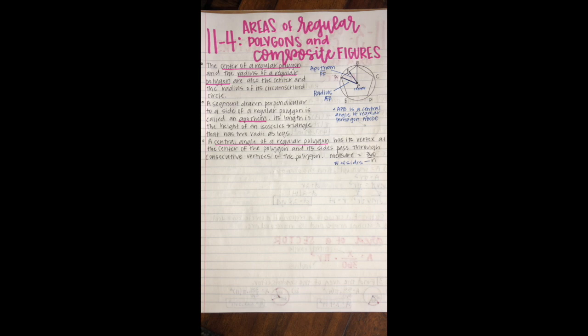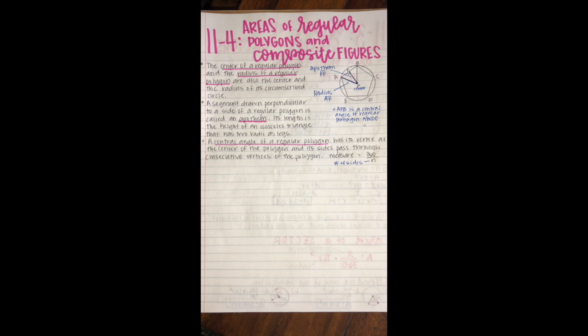So today we're going to be talking about areas of regular polygons and composite figures. We're going to start with regular polygons. There's a pentagon right here inside of that circle, and you would say that it has some similar parts of the circle. So they both have a center, they both have a radius. And so those are the same for the circle and for the pentagon.